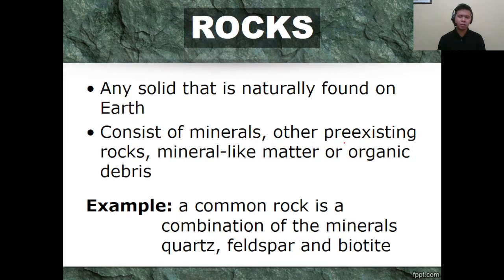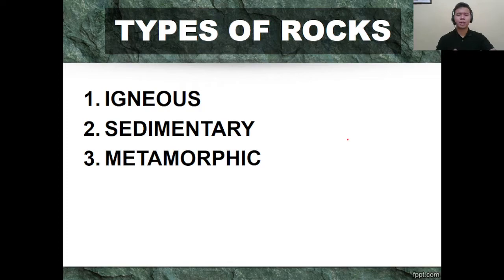Okay, so just like the rocks that you are seeing in your surroundings, we call it the common rock, wherein it contains the combination of quartz, feldspar, and biotite. Depending on the type of rock, they vary in volume. It may be that this rock contains more quartz, and that rock contains more feldspar and less biotite. Now, rocks are categorized into three types. We have the igneous rock, sedimentary rock, and the metamorphic rock.